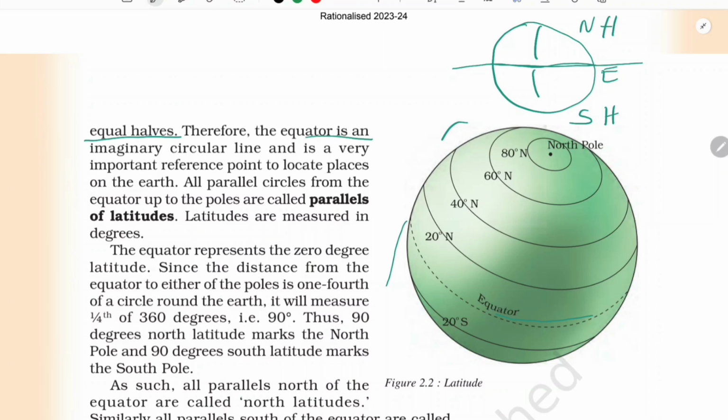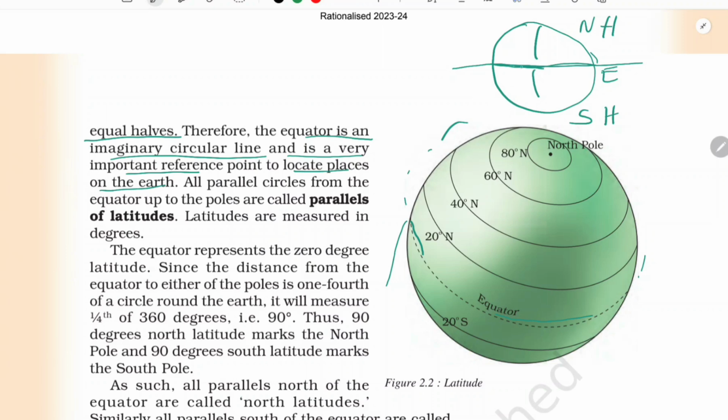Therefore this equator is an imaginary circular line and is a very important reference point to locate places on the earth. You don't forget that our earth is round, isn't it? Here I am showing you only the front part. The same line will go around the back side also, so it is a circular line. It starts from here and goes this side also.